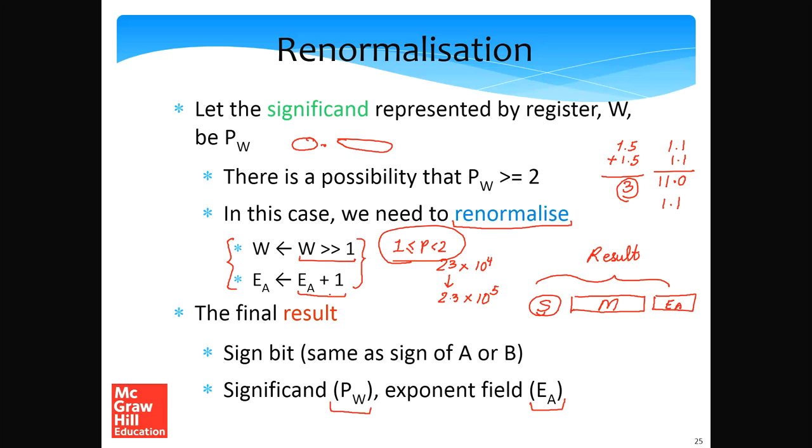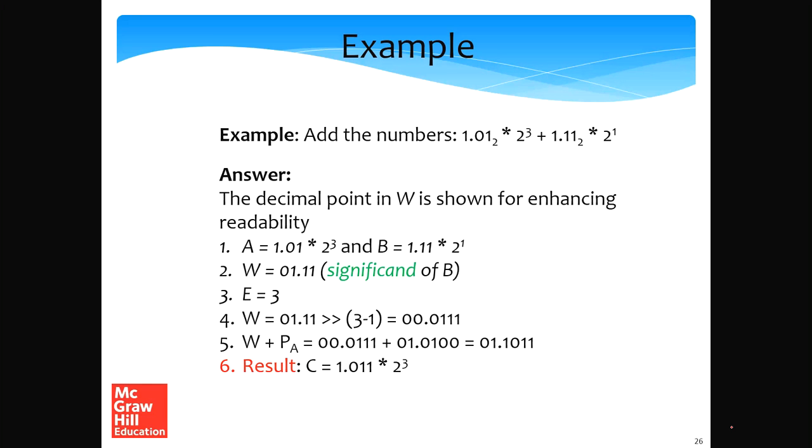So let's explain with an example. Let's add the numbers 1.01 in base 2 times 2 cube plus 1.11, again in base 2, times 2 raised to the power 1. The decimal point is shown in W to enhance readability, but in the hardware it will not be there. Let's set A as 1.01 times 2 cube, and B as 1.11 times 2 to the power 1. So the exponent of A will be greater than the exponent of B. For the sake of readability, let's not use the bias notation for E. Instead, let's assume that E is stored as is, even though in hardware that's not the case.